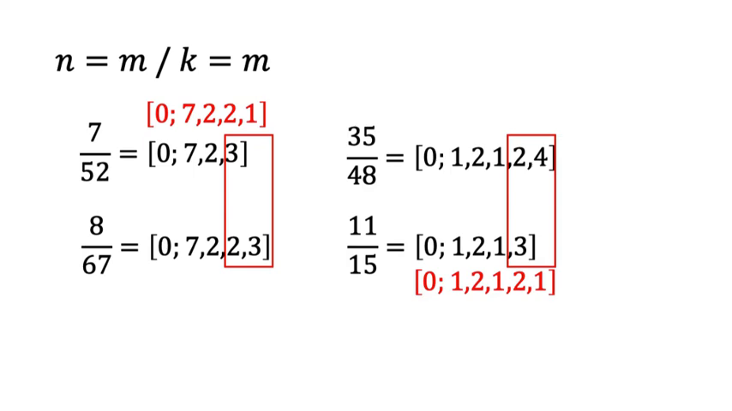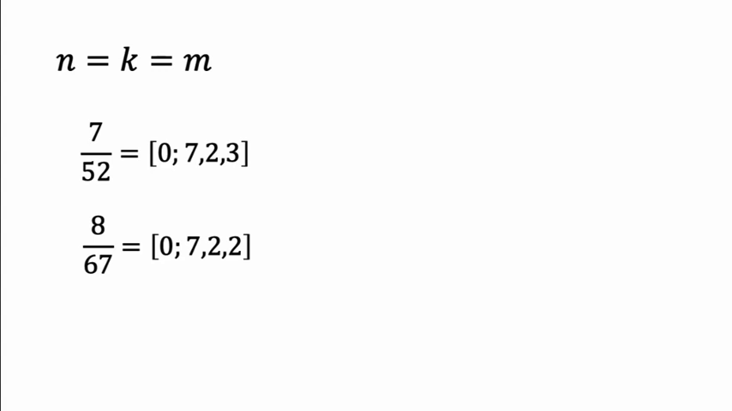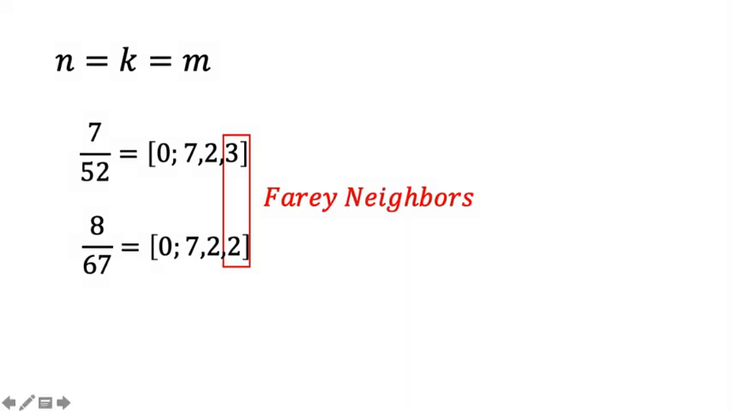Now let's look at the last condition that might happen, n equals k equals m. Well, you can clearly see that this will just be Farey neighbors. That means that we've already discussed this. This means that the corollaries are now sufficient for us to find the fraction c between b and a with the smallest possible denominator.